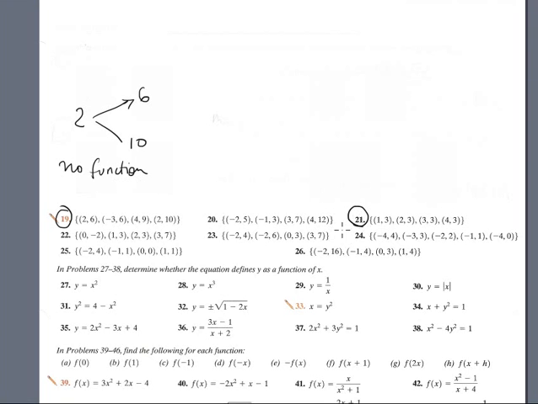21. Oh, 21, yes. It's a function. Of course, not one-to-one, but it's a function. And the domain is the set formed by the elements 1, 2, 3, 4. And the range is formed by only one element, 3, not necessarily repeated again.